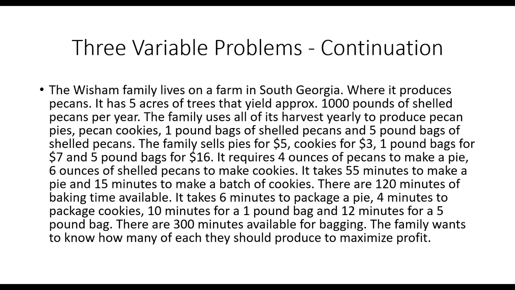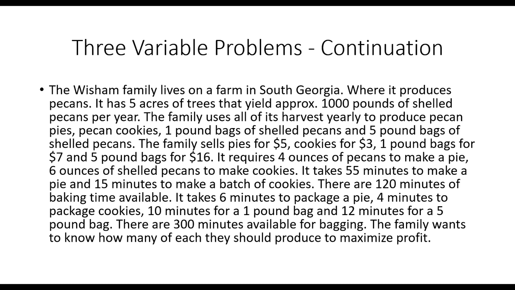To do this, we have to convert to ounces because some of our measurements are given in ounces and some are given in pounds. So we're going to convert to ounces. There are 16 ounces in a pound. So we don't have 1,000 pounds of shelled pecans per year. We have 16,000 ounces of shelled pecans. So x1 plus x2 plus x3 plus x4 is less than or equal to 16,000.